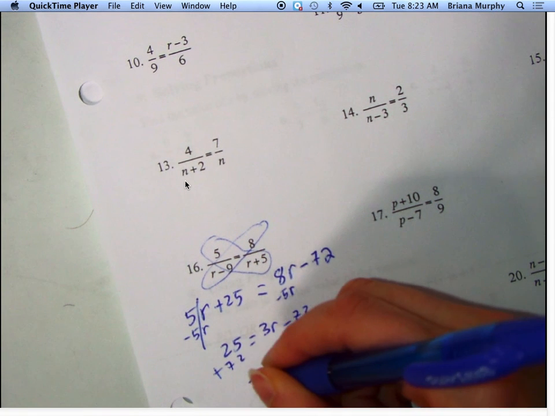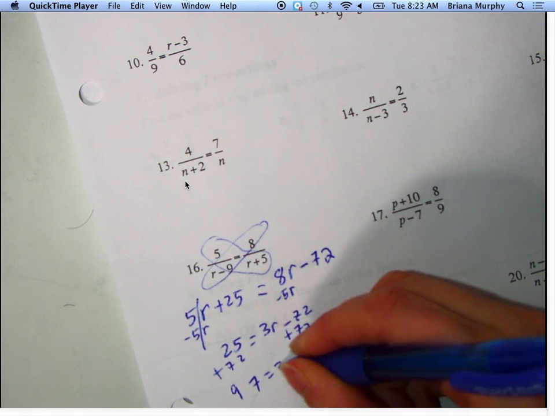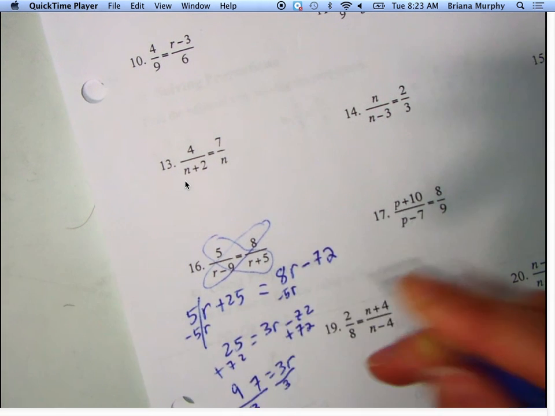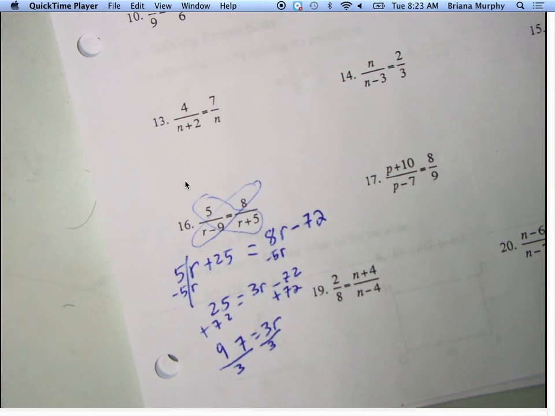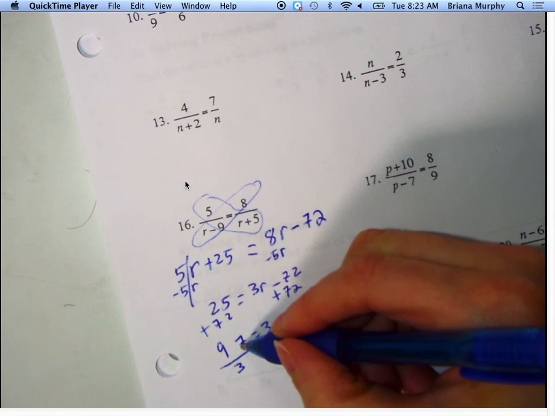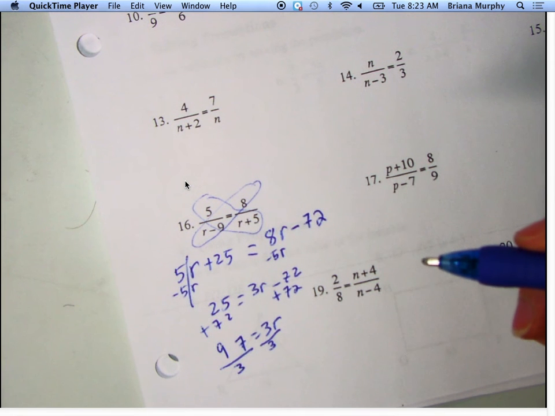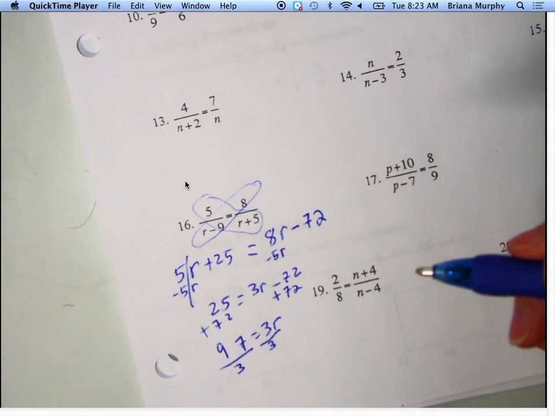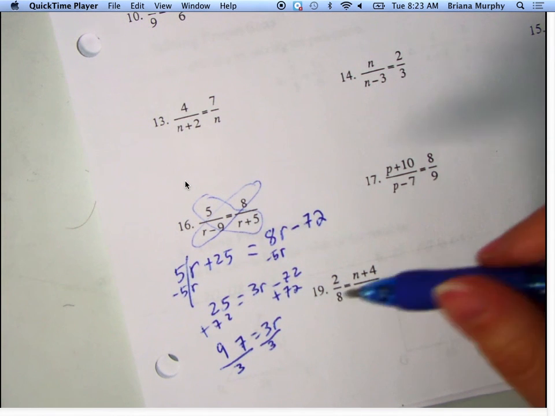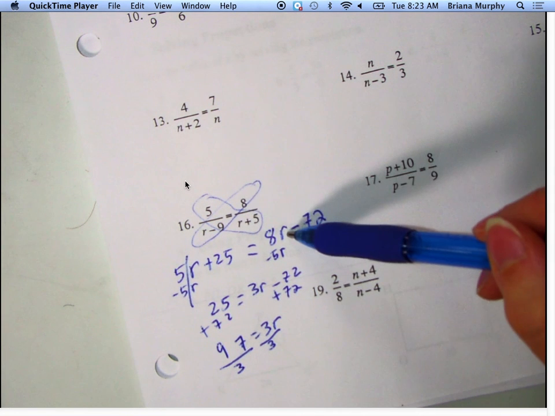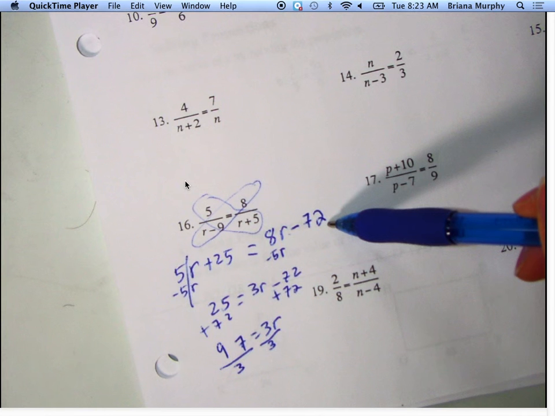97 equals 3r. I'm going to divide by 3. Would it be 125? No. 25. You had to distribute. What am I distributing? Well, you couldn't multiply them. I thought you had to distribute. 8 times r is 8r. 8 times negative 9 is negative 72. Right? 9 times 8 is 72, right? Yeah. I wasn't talking about that.